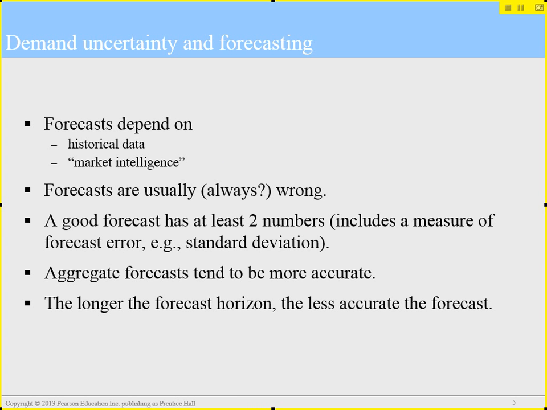Okay? Here's some things that we know about forecasts. They're always wrong, right? There's almost no way to get them 100% accurate.